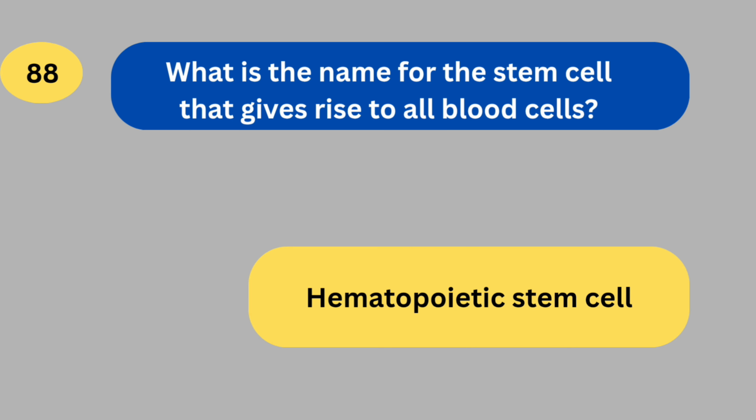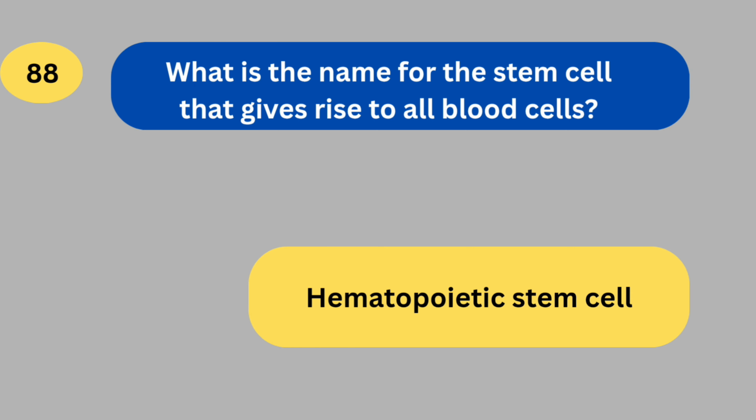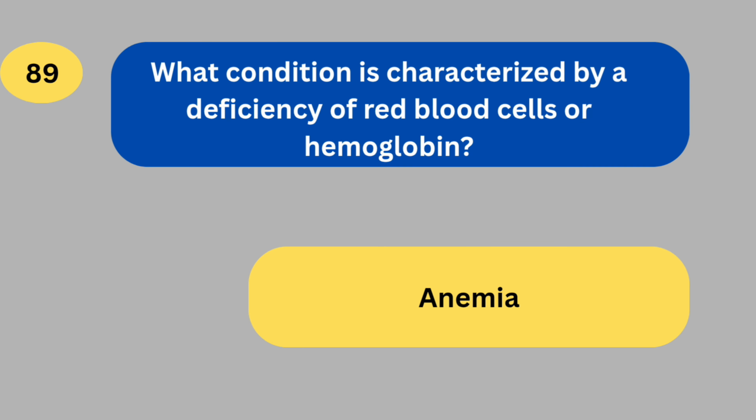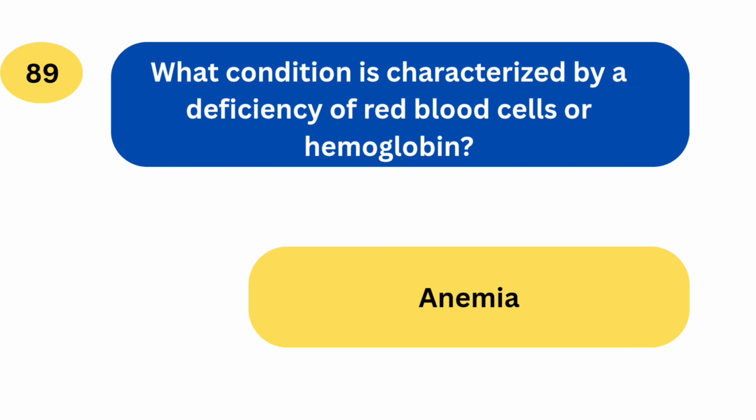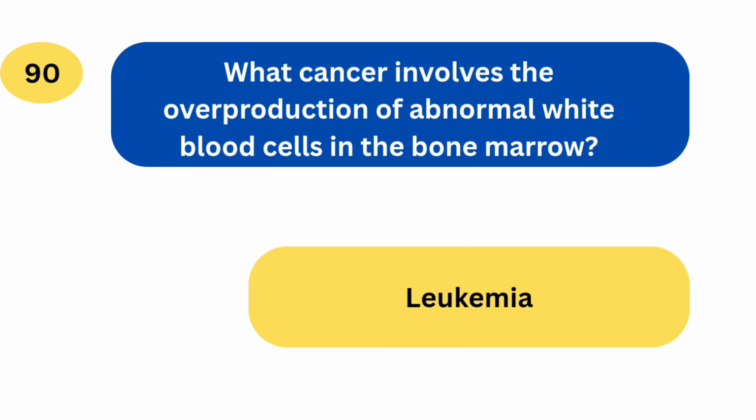What is the name for the stem cell that gives rise to all blood cells? Answer: hematopoietic stem cell. Next question. What condition is characterized by a deficiency of red blood cells or hemoglobin? Answer: anemia. Next question. What cancer involves the overproduction of abnormal white blood cells in the bone marrow?